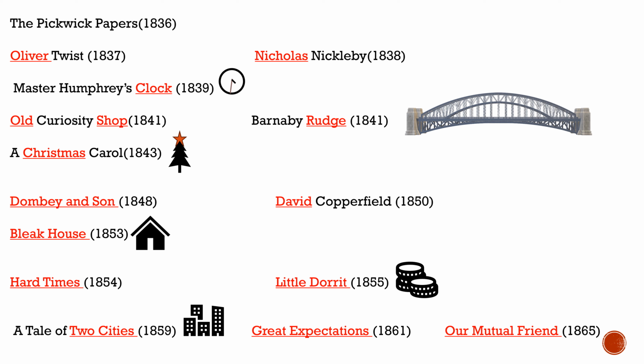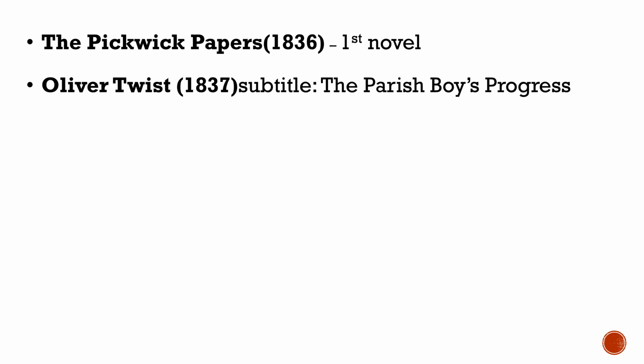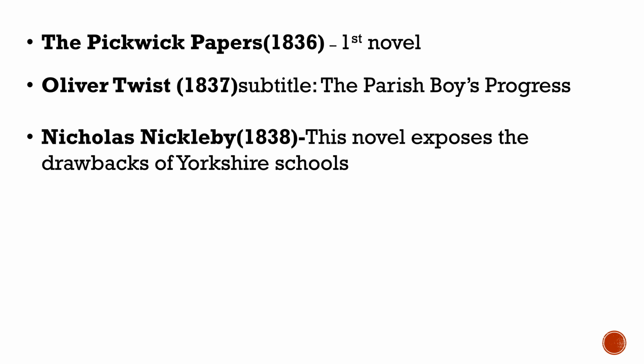Now let's take a brief look at all these major works. So the first one is Pickwick Papers, published in 1836. It is the first novel of Charles Dickens. And next is Oliver Twist. The subtitle is very important, The Parish Boy's Progress. And the next one is Nicholas Nickleby. This novel exposes the drawbacks of Yorkshire schools.